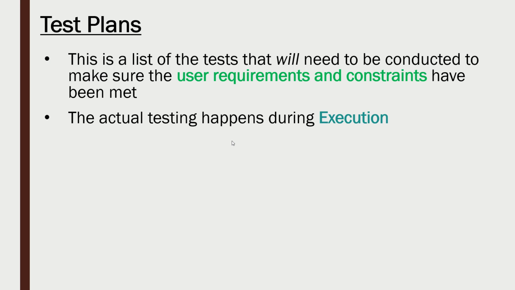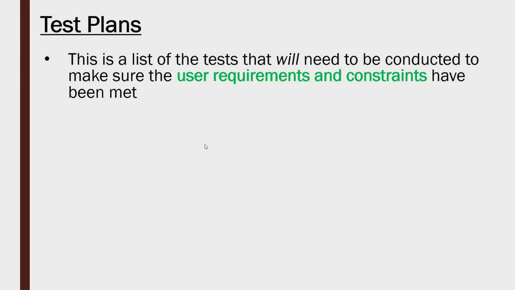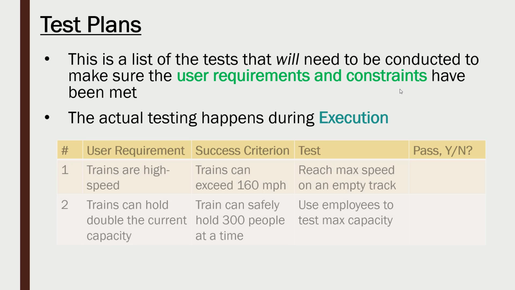It's really important to understand that the actual testing is not happening now. We are testing it during execution, at the end of execution really. We need to have made our trains and stations and tunnels before we can test them. Right now, we're just planning what we are going to test in the future. And doing the planning now before you actually do it means you know exactly what you're going to do and you don't miss off any requirements or constraints.